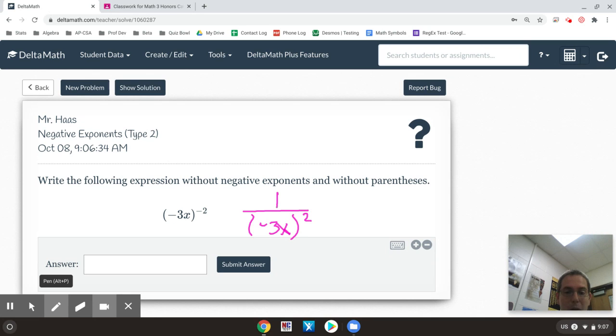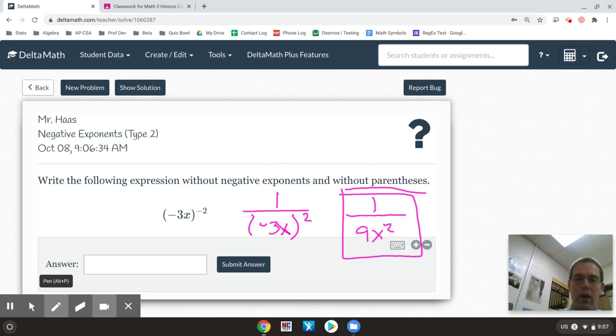Now, to keep that on the bottom, I do need an understood 1 on top, and they say to do this without parentheses, so that means I need to simplify. So I have to think -3 squared, a negative times a negative is a positive, 3 times 3 is 9, x times x is x squared, so your final answer should be 1 over 9x squared. We'll try maybe one more.